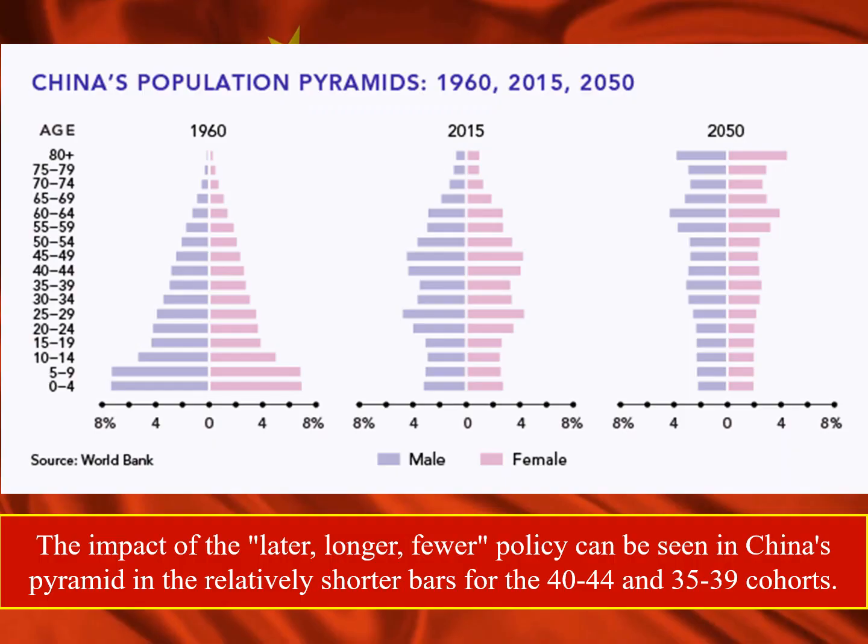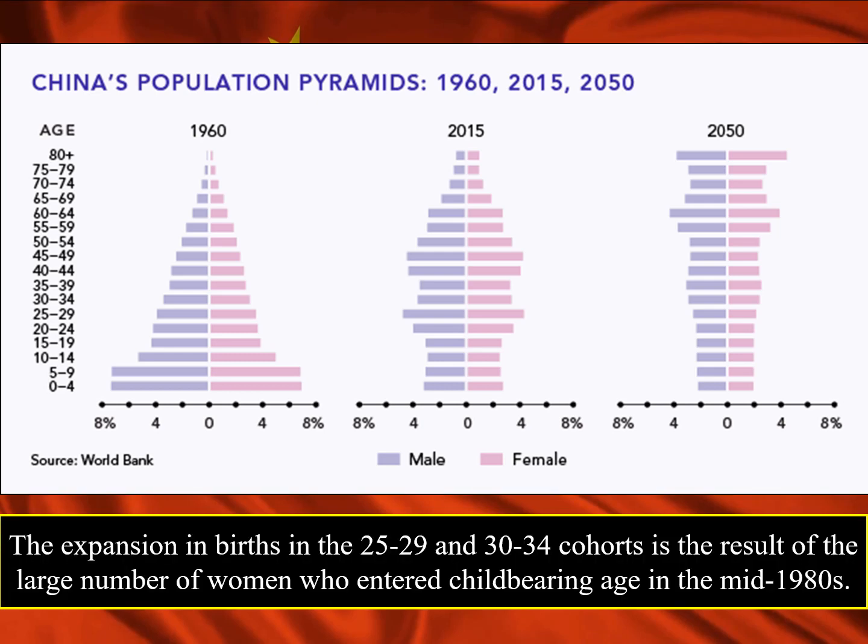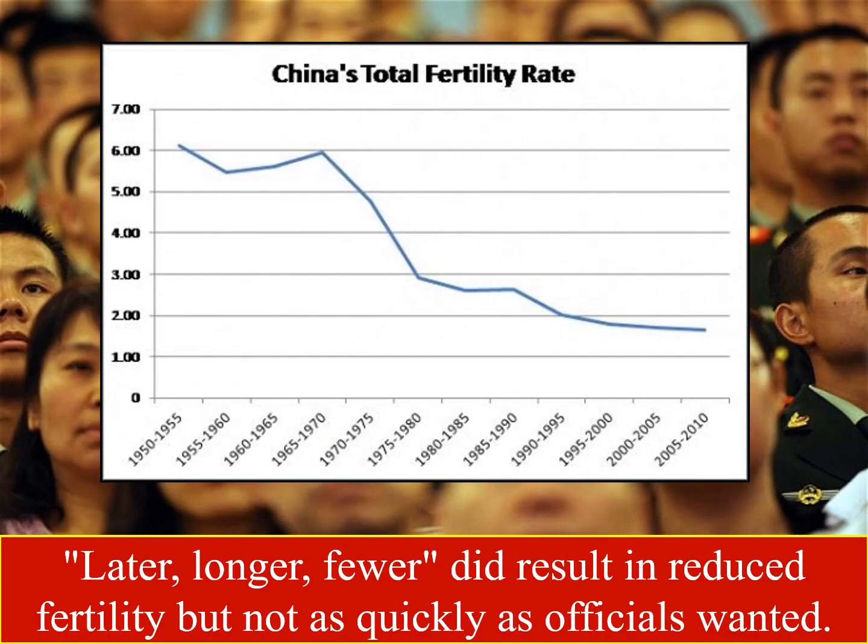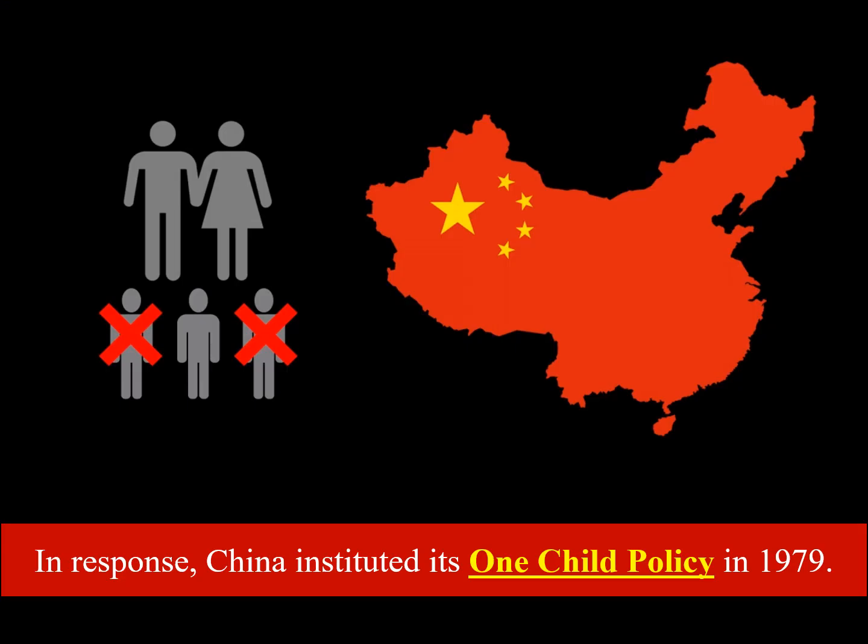The impact of the Later, Longer, Fewer policy can be seen in China's pyramid in the relatively shorter bars for the 40 to 44 and 35 to 39-year-old cohorts. The expansion in births in the 25 to 29 and 30 to 34 cohorts is the result of the large number of women who entered childbearing age in the mid-1980s. Later, Longer, Fewer did result in reduced fertility, but not as quickly as officials wanted. In response, China instituted its one-child policy in 1979.